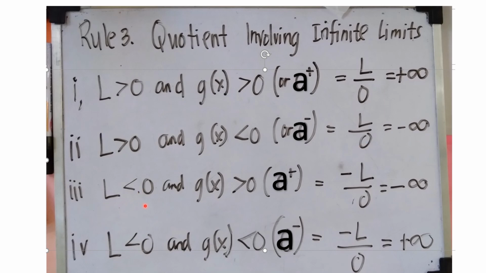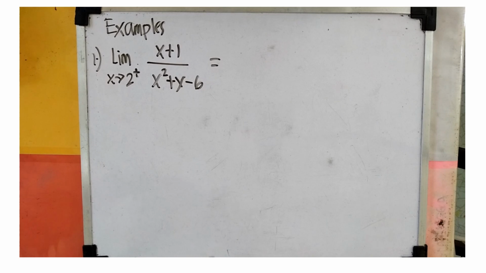The other two naman, the limit is less than 0. So mga negative dito. That's negative 4, for example. Pero si g of x is greater than 0 or a from the right, ang answer, negative infinity. Pero pag from the left or g of x is less than 0, the answer is positive infinity. Again ha, memorize. If L, the limit, is greater than 0, pero a from the right, positive. A from the left, negative. Pag less than 0 na gani class, si limit, negative na gani, a from the right, negative. A from the left, positive. Ayun. Okay, let's apply the rule number 3 for the quotient.